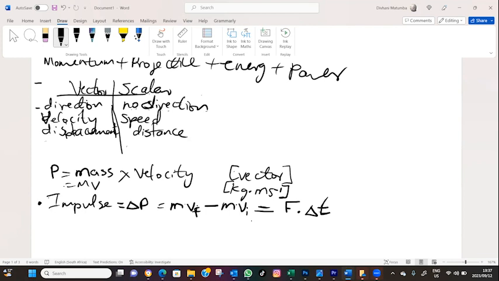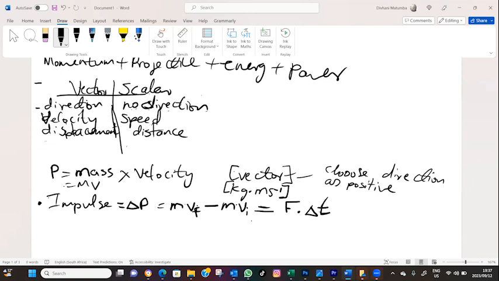Okay. And now, as we have said, momentum is a vector. Therefore, we always have to choose the direction. We always have to choose the positive direction.